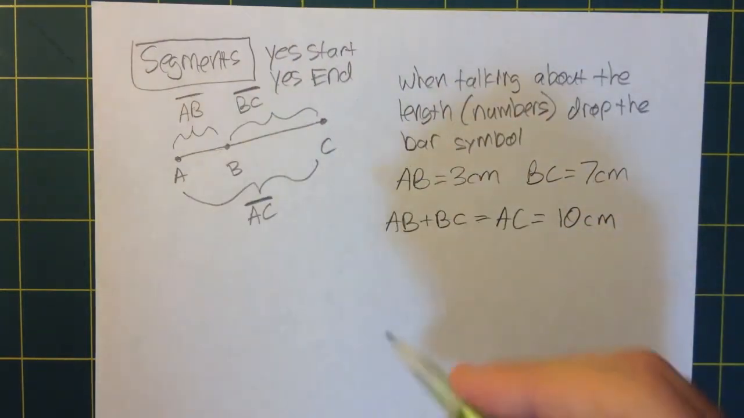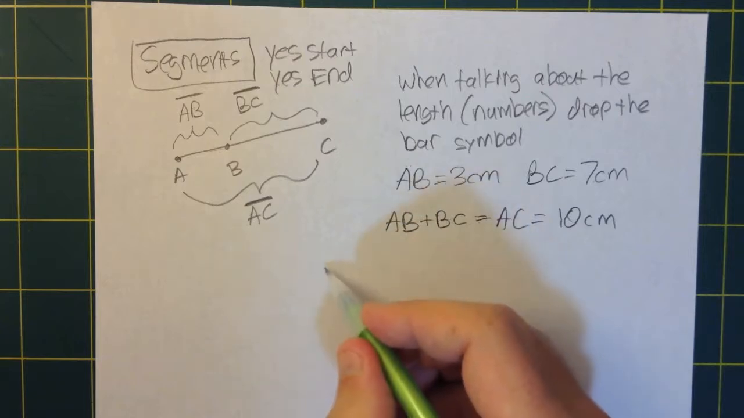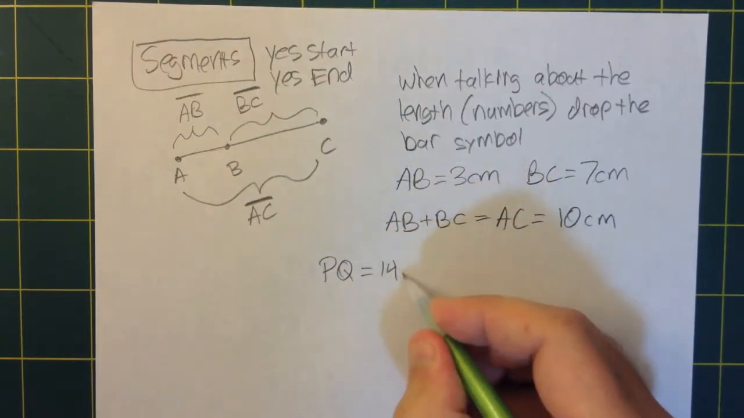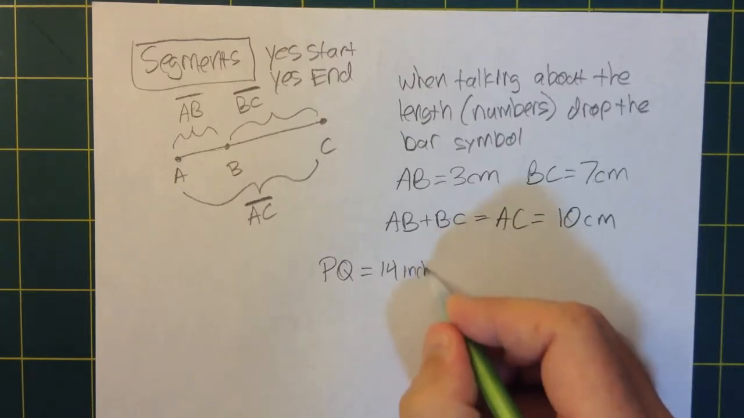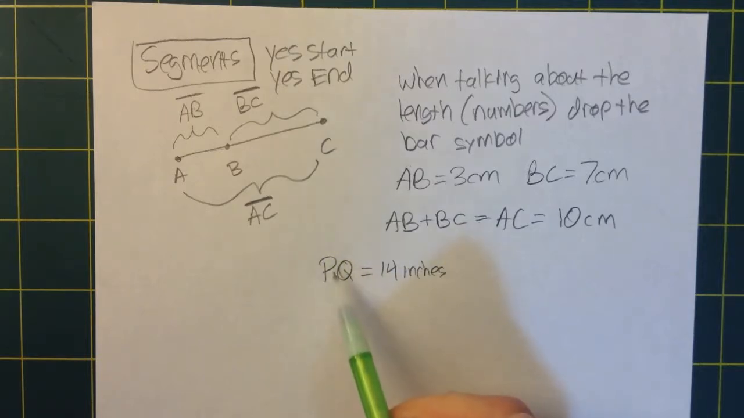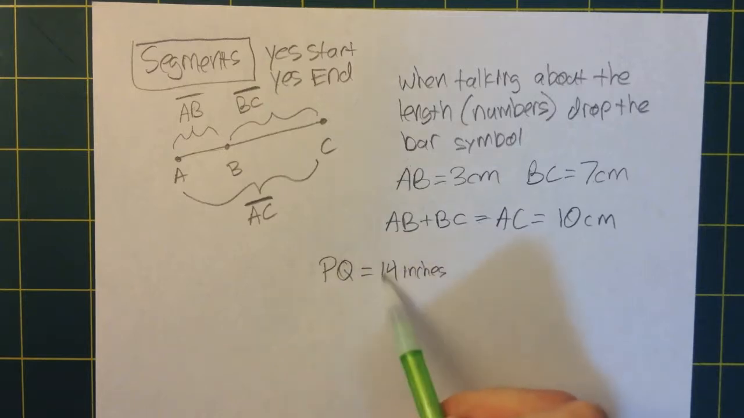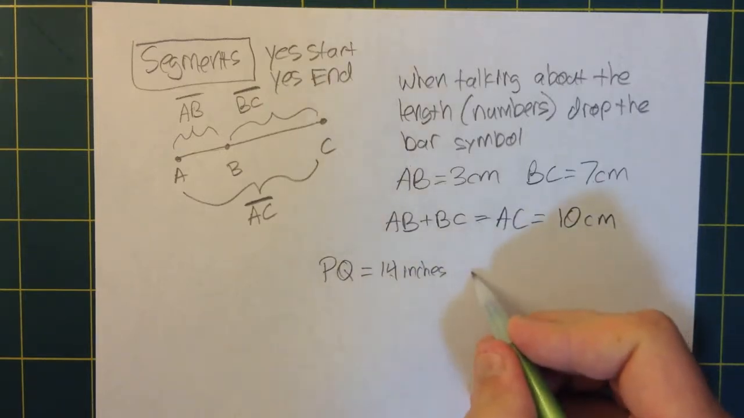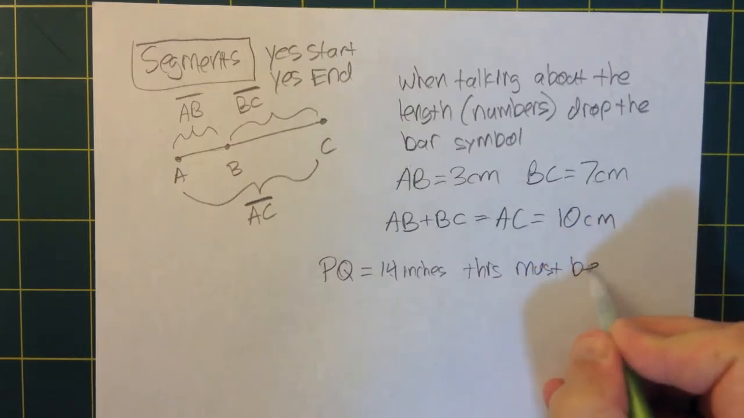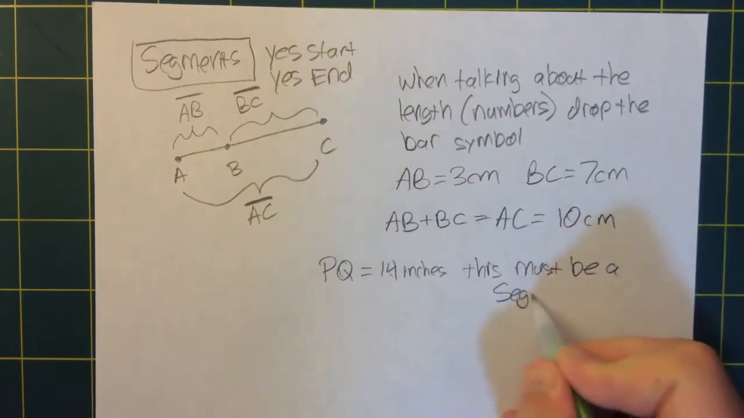If you ever just see something written where you have two letters like PQ equals 14 inches, the fact that there's no symbol here doesn't mean that this is ambiguous, or that you don't know what it is. The fact that there's no symbol and that there's a number here means this must be a segment.